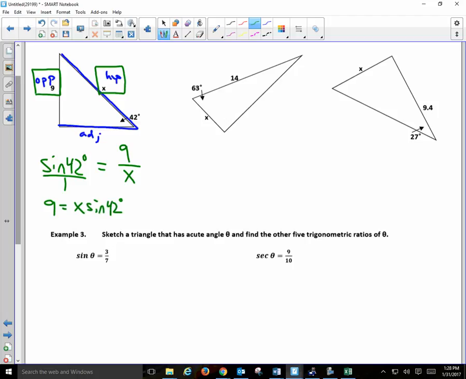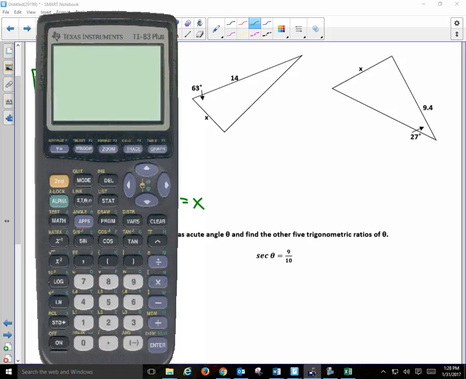I will solve for x by dividing both sides by the sine of 42, and I get 9 over the sine of 42 is equal to x. I take out my calculator, and I get 9 divided by the sine of 42 is 13.45.